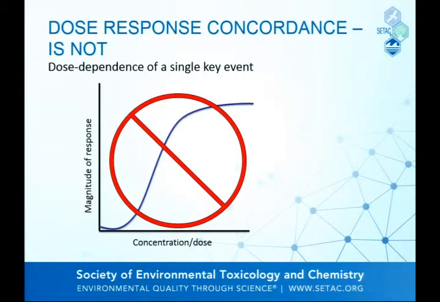So if I expose the organism to different concentrations of the chemical and I'm measuring vitellogenin, I see a dose-dependent response in vitellogenin. That's not dose-response concordance. Concordance would say the impacts on plasma estradiol are occurring at lower concentrations than I see the impacts on plasma vitellogenin.